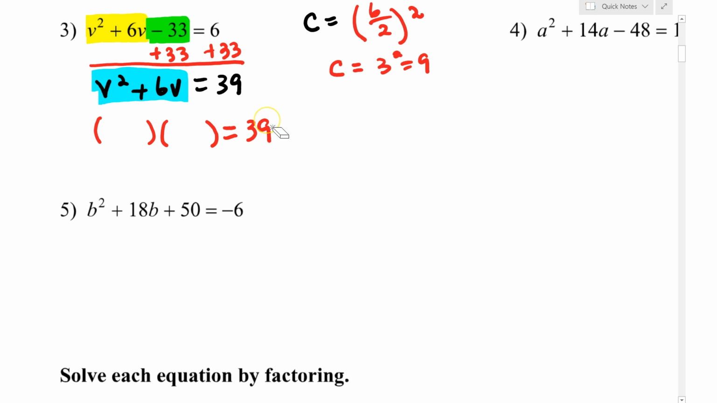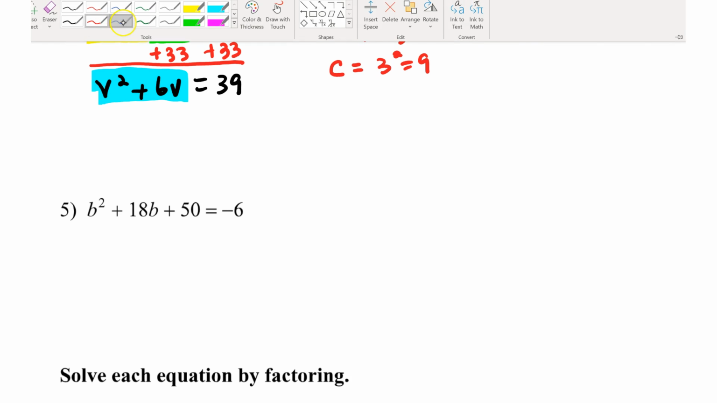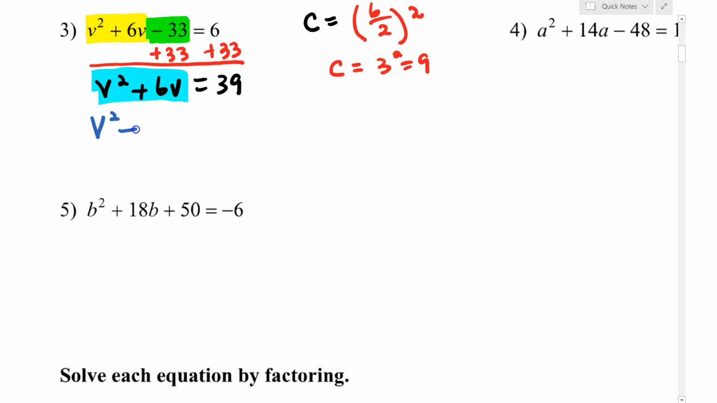So I'm going to go ahead and erase this. So what I have is v squared plus 6v plus 9 equals 39 plus 9. Okay, so this will be v plus 3 times v plus 3, because that's a perfect square. How can I check? 3 times 3 is 9. V times 3 is 3v. 3 times v is 3v, so that's 6v, and then v times v is v squared. Equals 9 plus 9.